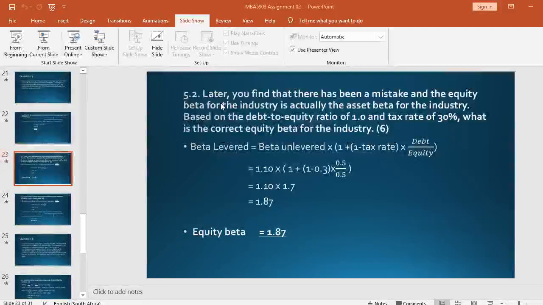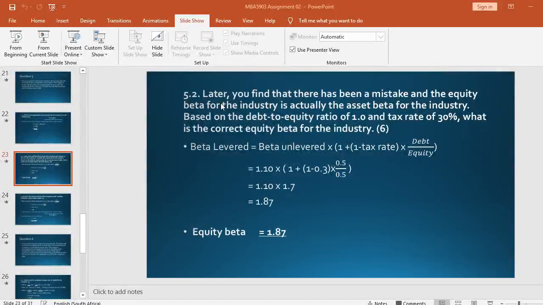All right, I was just explaining something on the board. Equity beta is equal to beta levered, right? And then asset beta is beta unlevered. So once you understand that relationship, it's going to be easy for you. Equity beta is beta levered, and asset beta is beta unlevered.